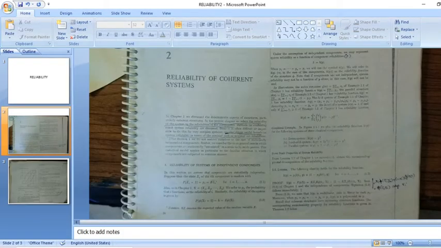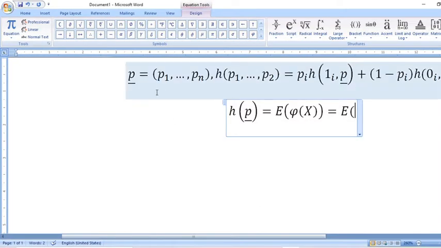Dear students, today we are discussing some properties of system reliability. Let p be the vector p1, p2, up to pn. You know that p1 is the reliability of the first component, and pn is the reliability of the nth component. We have discussed this in the last class.